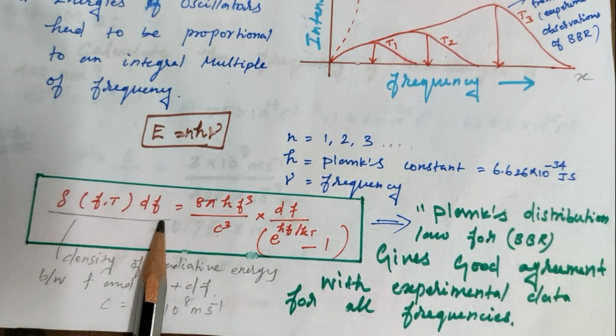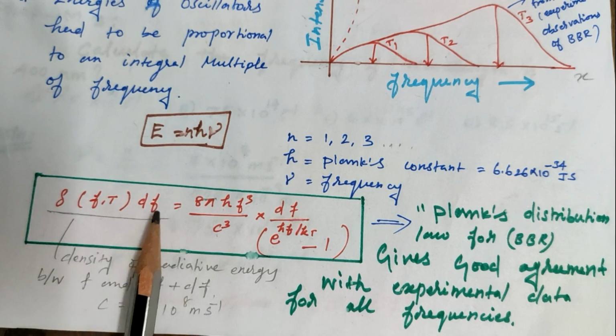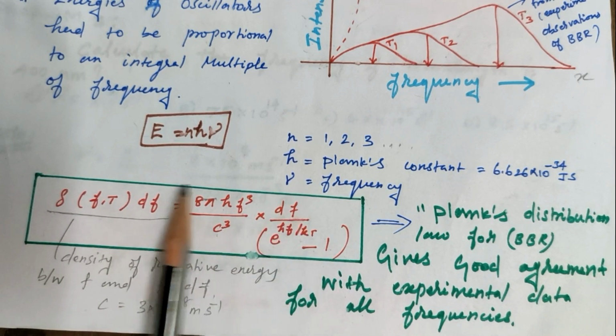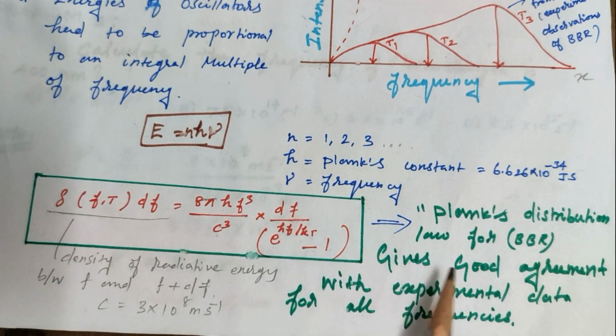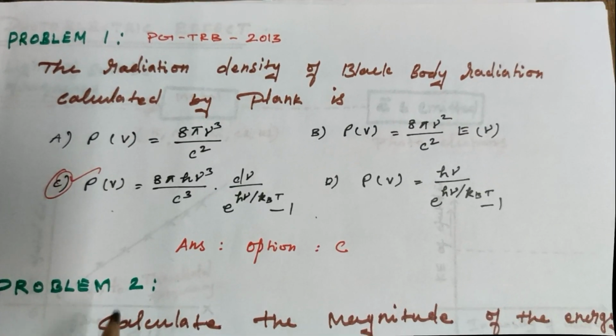In this equation, del f T into df is the density of radiative energy between f and f plus df. C is the speed of light, 3 into 10 to the power 8 meters second power minus 1. This equation gives good agreement with the experimental data for all frequencies. Next, let us look at problems related to blackbody radiation.